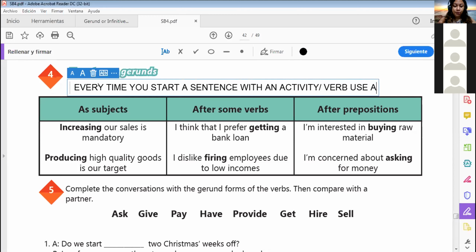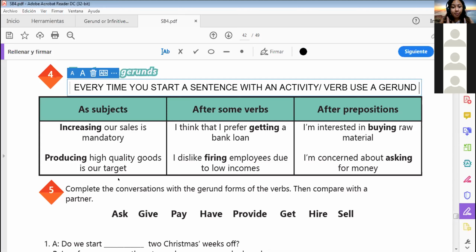So this is not an option. Every time you start a sentence with an activity, with an action, with a verb, we need to use a gerund. Like in these two cases. Let's read these cases again. Criselda, help me read the two examples. It says, increasing results is mandatory. And then we have, producing high quality goods is our target.